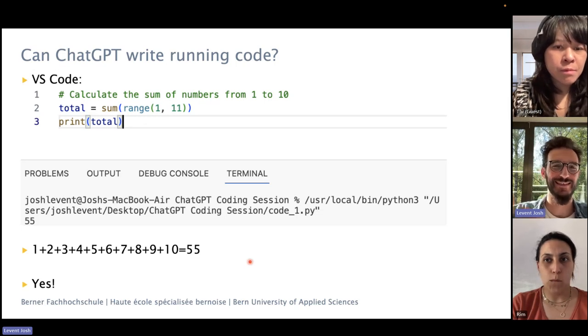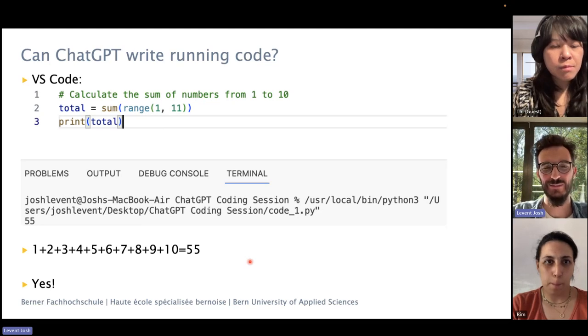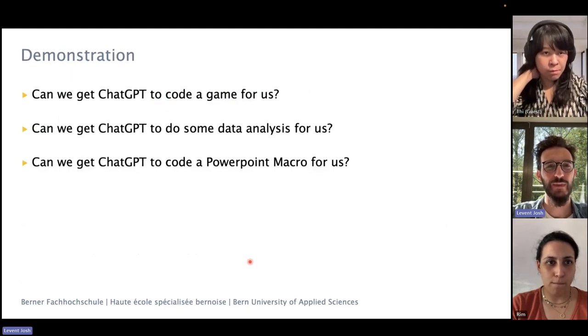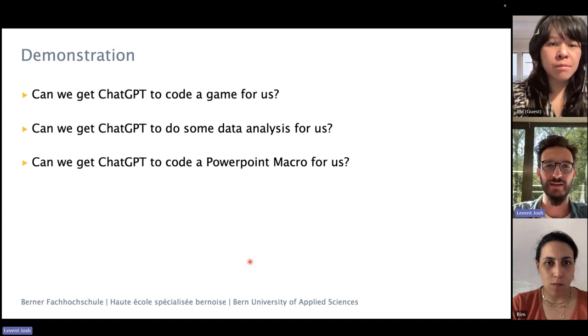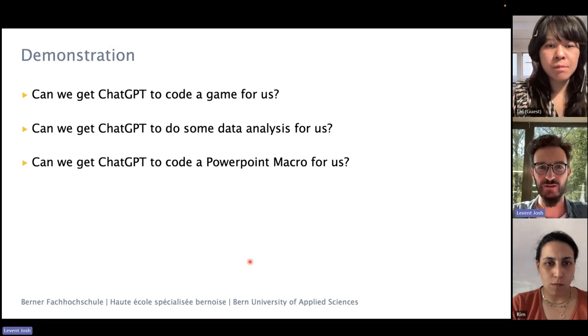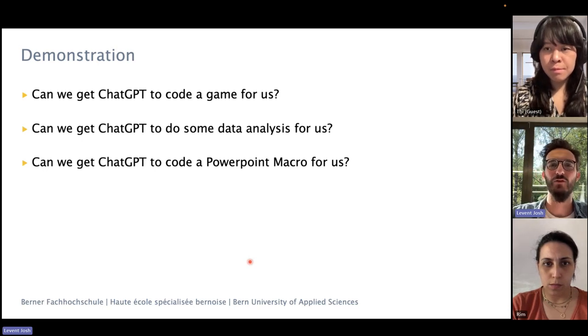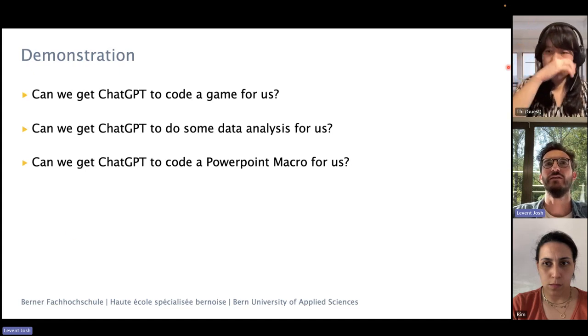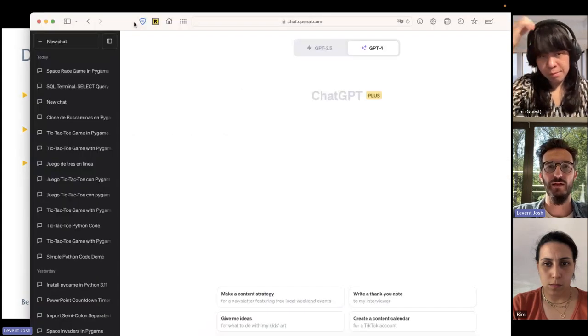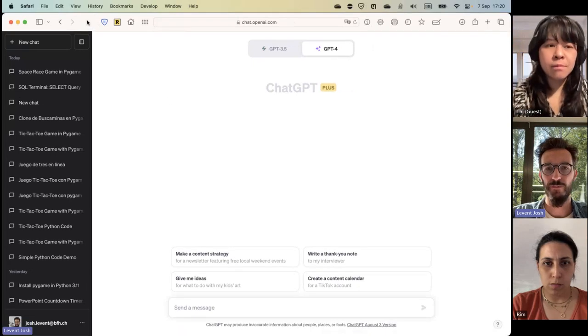And this is a useless example. I can use a calculator for this. This is not what ChatGPT is useful for. But can we do something more complicated? Can we get it to code a game for us? Can we get it to do some data analysis for us? Can we get it to write a PowerPoint macro, for example? And the answer to all three of those is yes. And I'm going to show you the first two. So let me just pull in my ChatGPT window here.